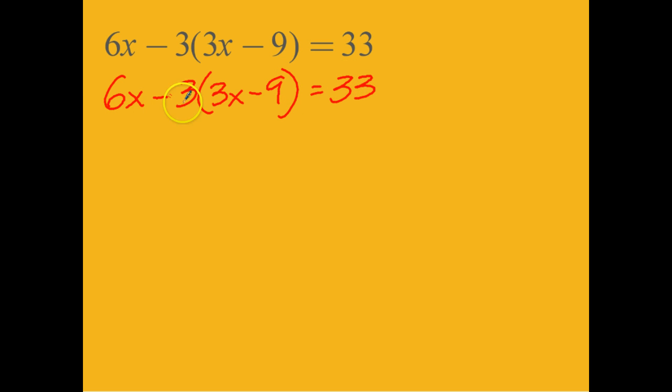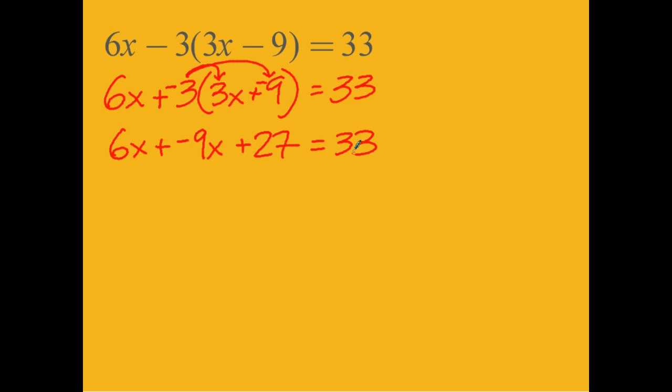Now we'll change all of our subtraction. Instead of subtracting a positive, which means take away, going up, let's make it look like this. And then 3x, instead of subtracting 9, we'll say add negative. Now we can use our distributive property. Negative 3 times 3, negative 3 times negative 9. So we get 6x plus negative 3 times 3x, that's going to be negative 9x. Negative 3 times negative 9 is going to be positive 27 is equal to 33.